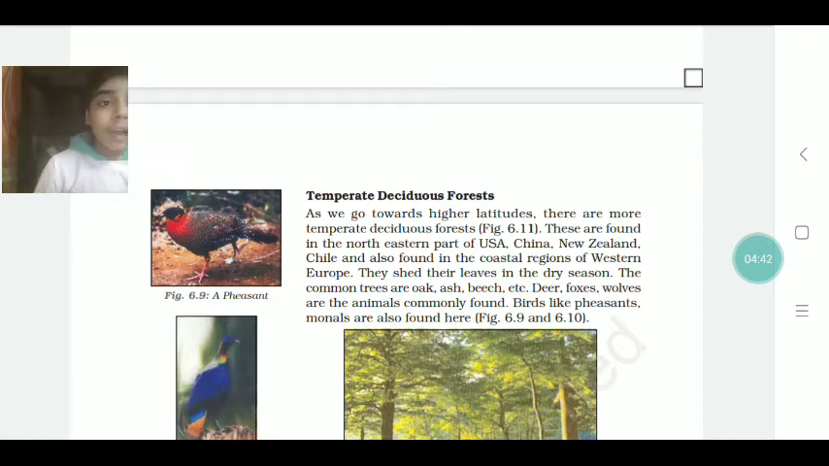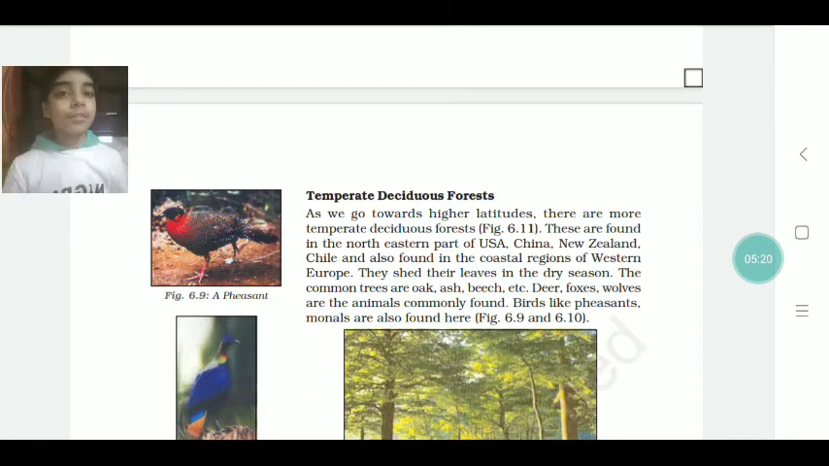So we have read that tropical deciduous forests are found in India. I told you that both come together to form it, but tropical deciduous forests are in the majority. Okay, what does majority mean? Majority means more than half, more than 50%. And till here we have discussed that temperate deciduous forests are found in high latitudinal regions.